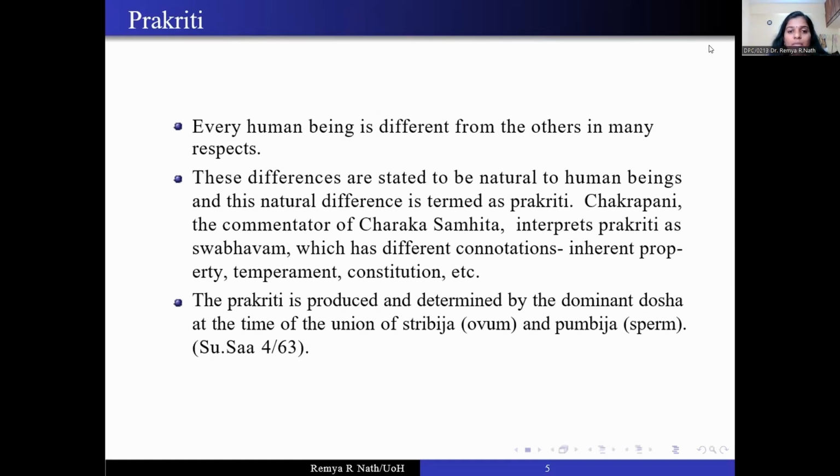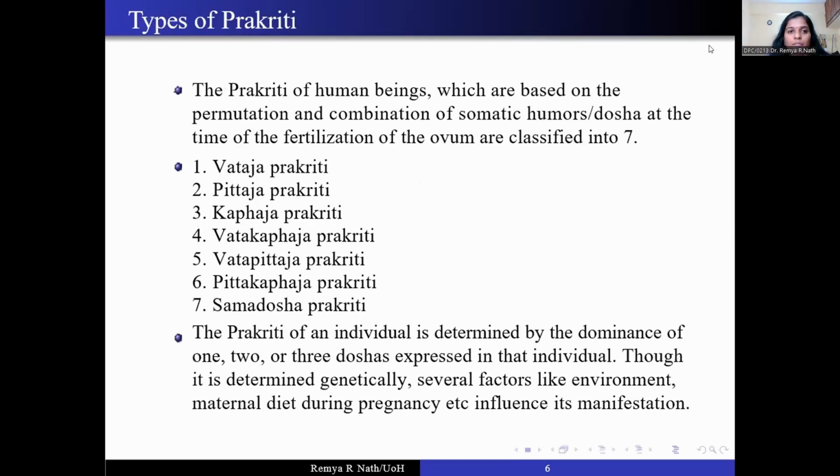inherent property, temperament, constitution, etc. Prakriti is produced and determined by the dominant dosha at the time of union of ovum and sperm. The Prakriti is formed based on the permutation and combination of somatic humors or dosha at the time of fertilization of ovum and is classified into 7.